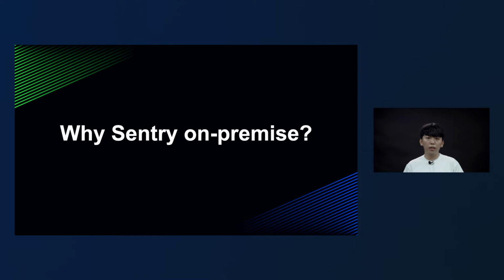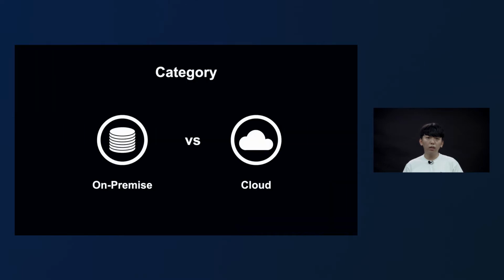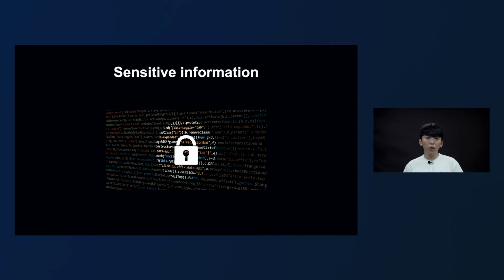Then, I would like to tell you why we started using Sentry on-premise. Sentry is largely divided into a subscription-type cloud version and an install-type on-premise version. Cloud provides infrastructure and solutions at once, so developers can use it very comfortably. It also has the advantage of not having to worry about maintenance and operation. Nevertheless, let me explain why we decided to use the on-premise approach.